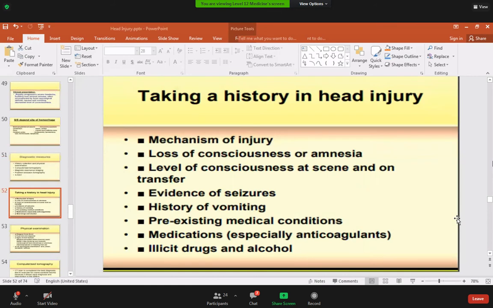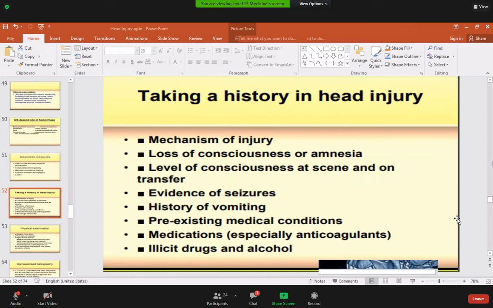How to take the history in a head injury patient? If the patient is unconscious, you can ask the person who is next to him or the attendant. Ask about the mechanism of injury. Ask about the loss of consciousness. If the patient was unconscious, became conscious again, and now again has presented with unconsciousness, you have to check for the lucid interval.